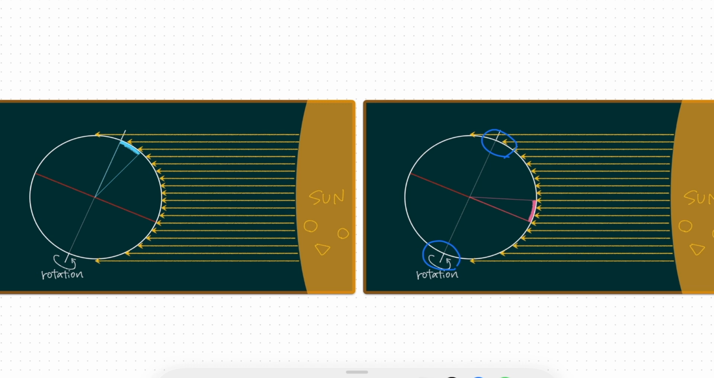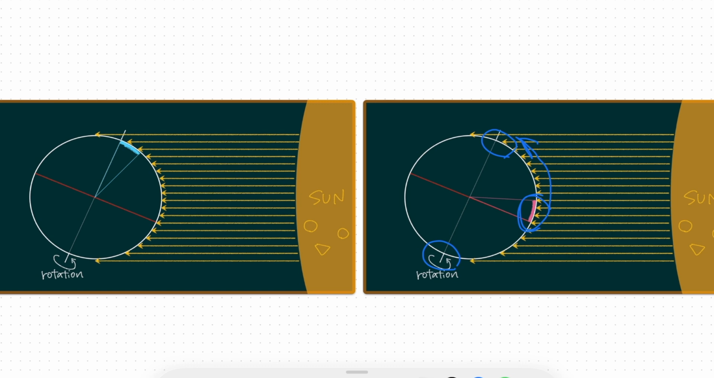As a result, the amount of heat received per unit area varies by latitude. Near the equator, the amount of heat the ground receives is large, and it becomes smaller as you move further away from the equator. This is why temperatures are high near the equator and low near the poles.